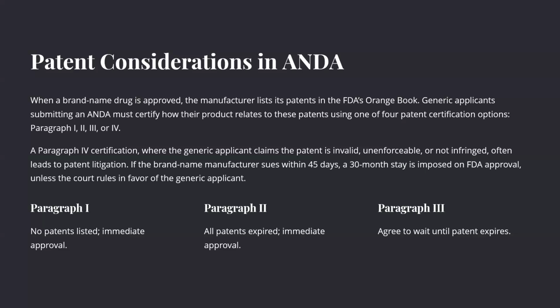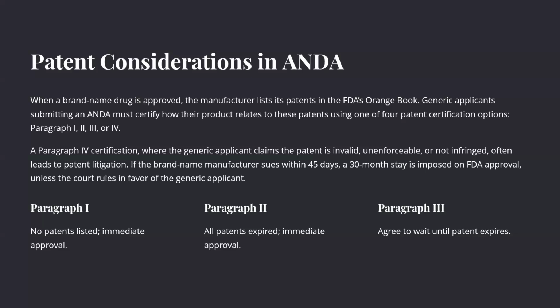That is used or filed when all patents of the reference listed drug have expired, and in that case also you get immediate approval from the FDA after reviewing your application. And the last one is your paragraph 3, where you have to agree to wait until the patent expires before you file an ANDA application. The most common is the paragraph 4 certification, where the generic applicant claims that the patent is invalid and we would like to file an ANDA. This is very complicated and causes a lot of delays in getting ANDA approvals. Thus, the generic drug comes very late in the market.